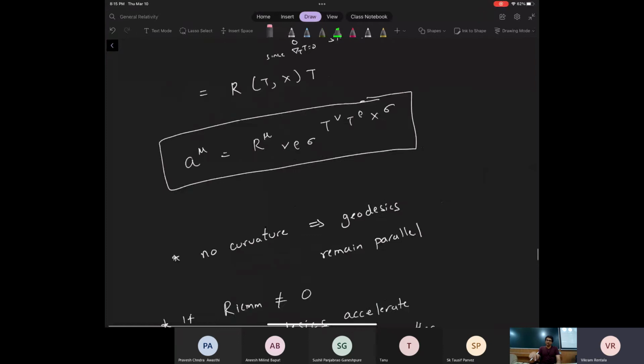No, so the argument that we're making is for general geodesics, we can define a velocity vector. It's just a family of geodesics. We're not saying anything about parallel or not parallel to each other.